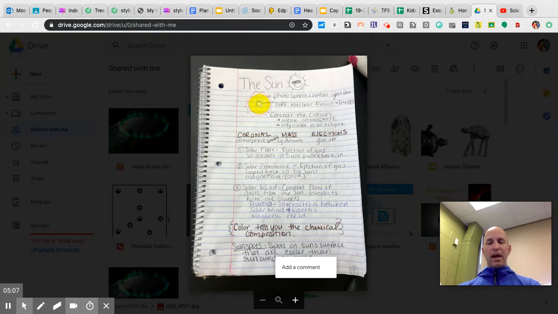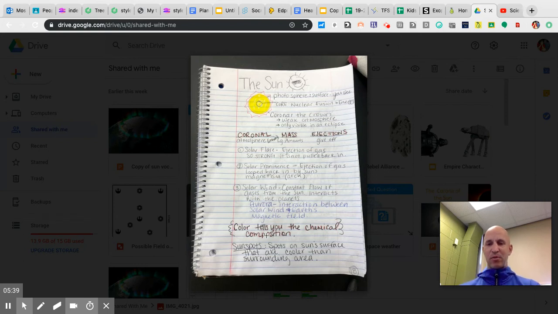Oh, I forgot to talk about this. The color tells you the chemical composition. So what we mean by color there is the color of the auroras. Remember when we lit stuff on fire in class and we were able to create different colors with different elements? Same thing with the auroras. If it's a green, blue, or red aurora, that tells us what chemical composition it's being mixed with in our atmosphere. So pretty cool. The color of the auroras tells you the chemical composition.